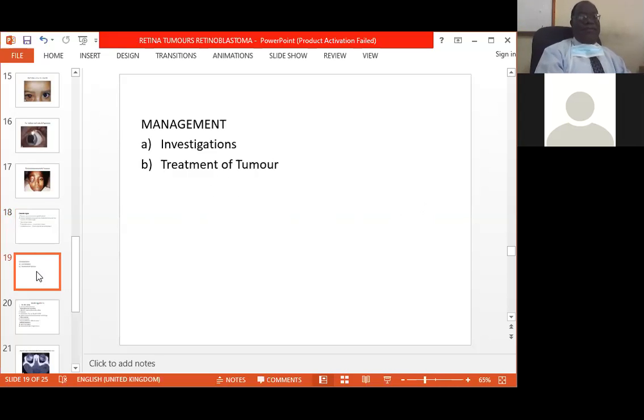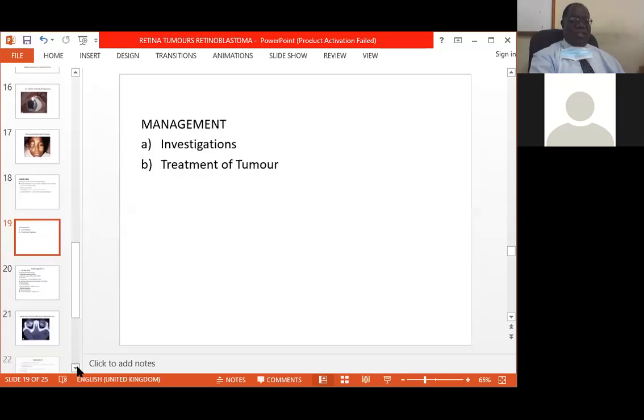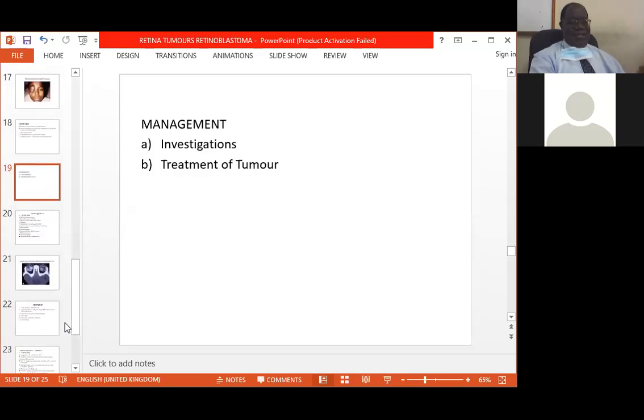Management. Obviously, the first thing is, before you manage, be sure what you are dealing with. To be sure, there must be investigations. You do the investigations before you go to the treatment of the tumor. You don't start treatment only to find out, no, it's not actually retinoblastoma. The patient will not thank you.